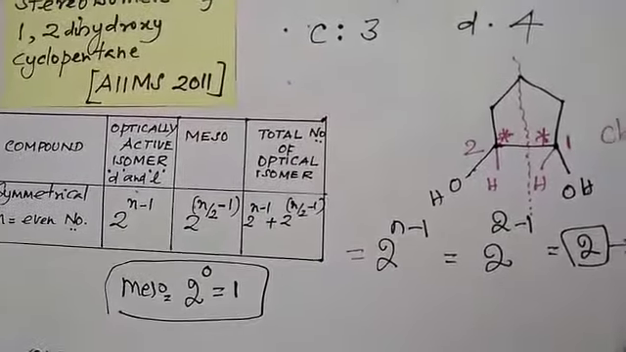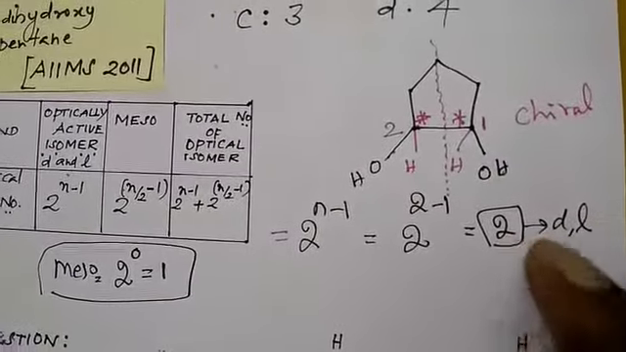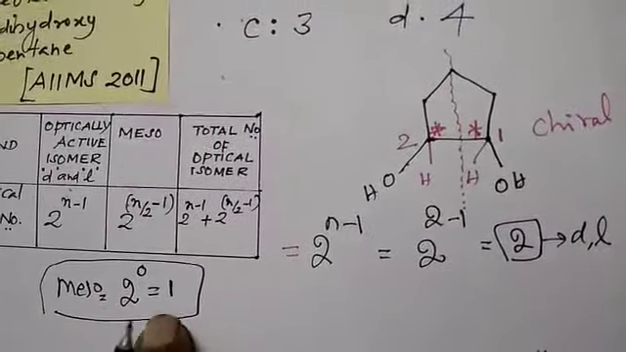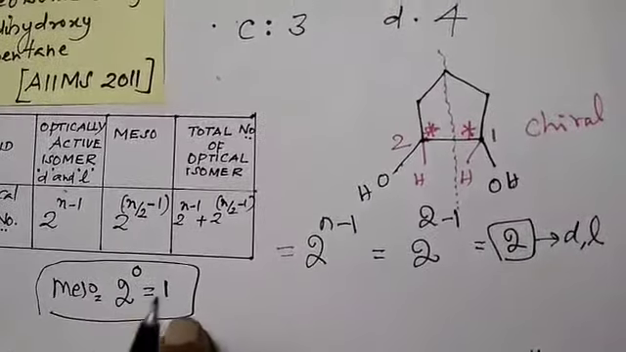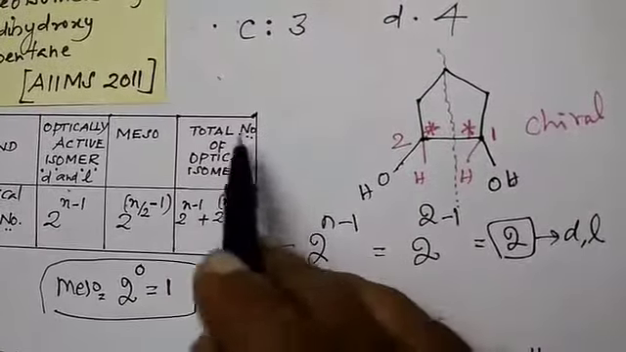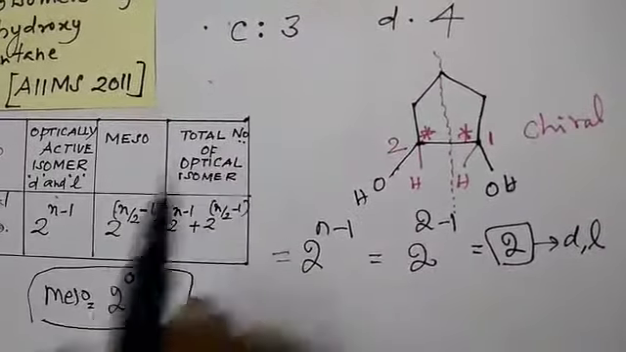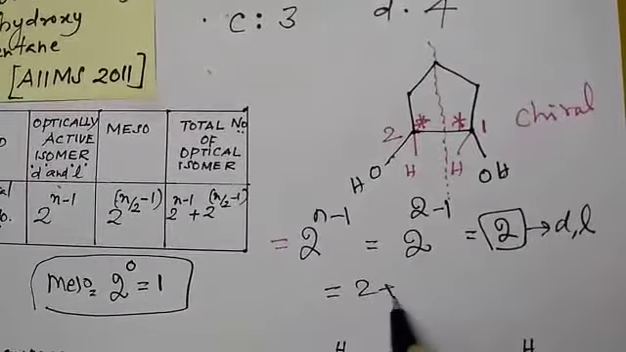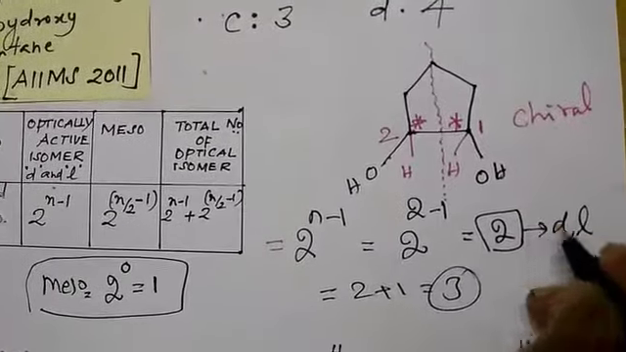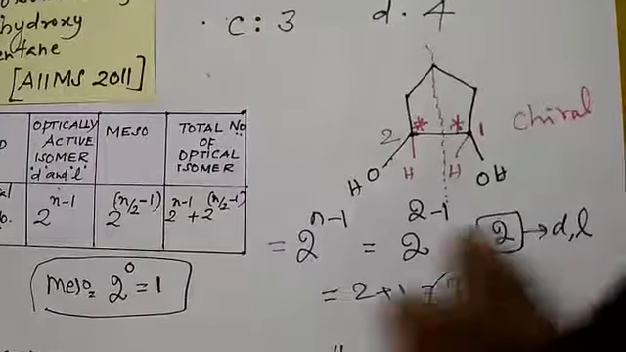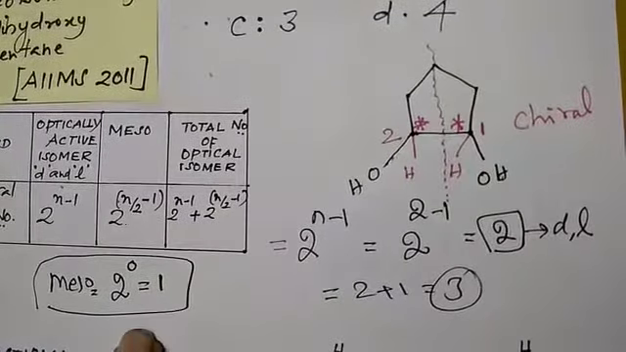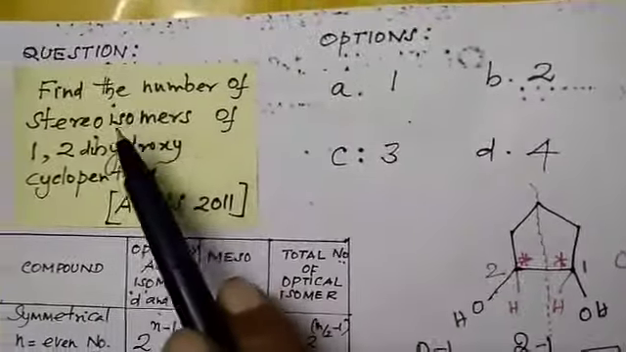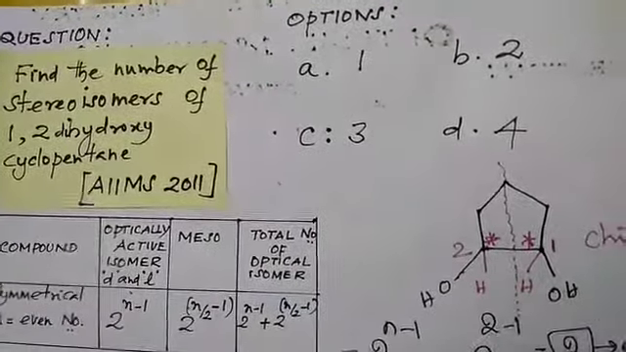Suppose they ask how many D and L isomers? 2, which are optically active. How many meso isomers? 1, which is an isomer, but it is not optically active. In the final column you can see the total number of optical isomers, the addition of these two: 2 plus 1 is equal to 3. So the D and L isomers are optically active, and the meso is optically inactive. The total is 3. In the question they are asking the number of stereoisomers, so my answer is 3.